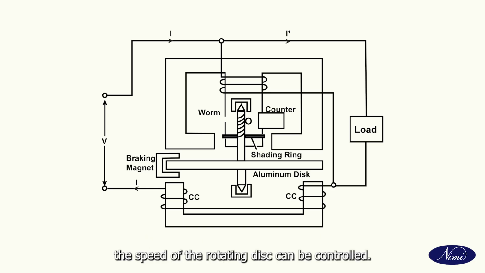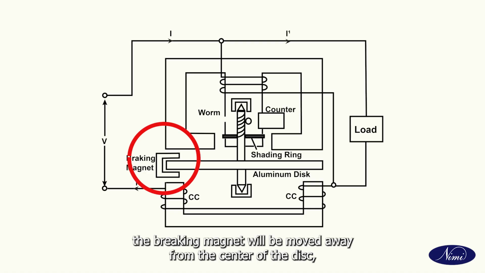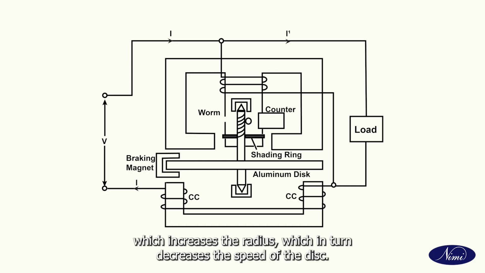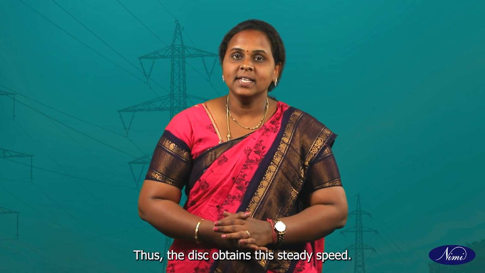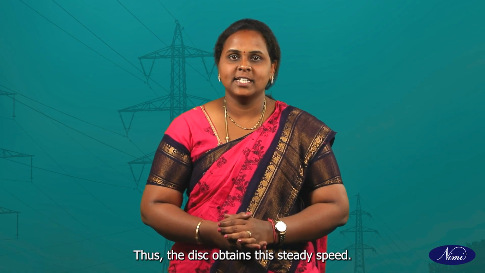Therefore, by changing the position of the braking magnet, the speed of the rotating disc can be controlled. If the meter runs fast, the braking magnet will be moved away from the center of the disc, which increases the radius, which in turn decreases the speed of the disc. Thus, the disc obtains the steady speed.